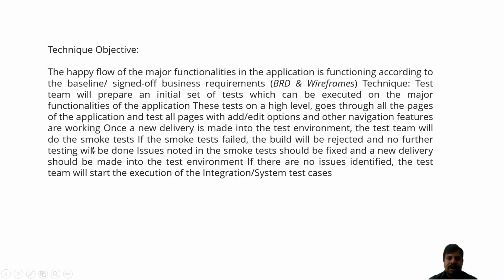The test team will do the smoke tests. If the smoke tests fail, the build will be rejected and no further testing will be done. Issues noted in the smoke tests should be fixed and a new delivery should be made into the test environment. If there are no issues identified, the test team will start execution of the integration or system test cases. This is the testing objective.